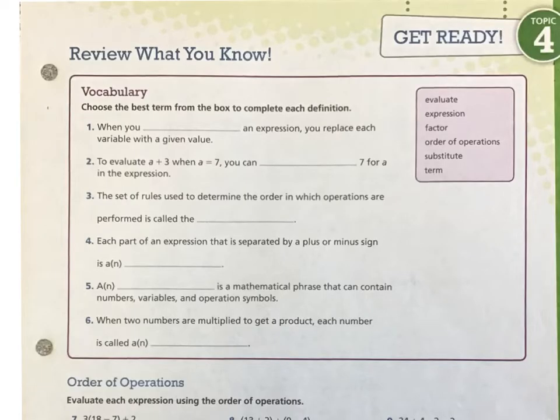Pause the video while you read each statement and choose the best term from the box to complete each definition. When you have finished questions 1 through 6, come back and check your answers. If you've made any mistakes, please correct your answers in your book.